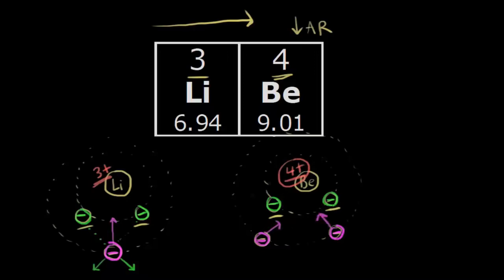So these electrons are pulled in even more, and because of that, you're going to get the beryllium atom being smaller than the lithium atom. Hence the trend: as you go across a period, you're always going to increase in the number of protons, and that increased pull is going to pull those outer electrons in closer, therefore decreasing the size of the atom. All right, let's look at ionic radius now.